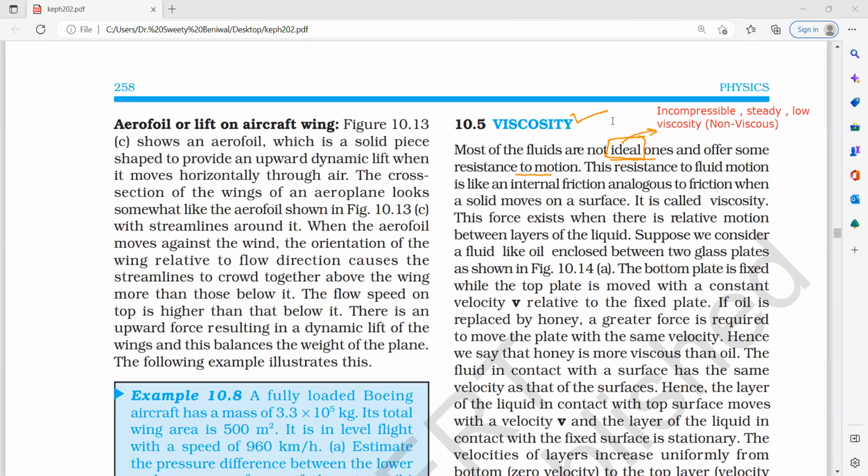This resistance to fluid motion is like an internal friction, analogous to the friction when a solid moves on a surface, and this is known as viscosity. So this is basically the definition of viscosity. This is very much similar to what we have studied about friction in solids. The same role is played by viscosity in liquids.